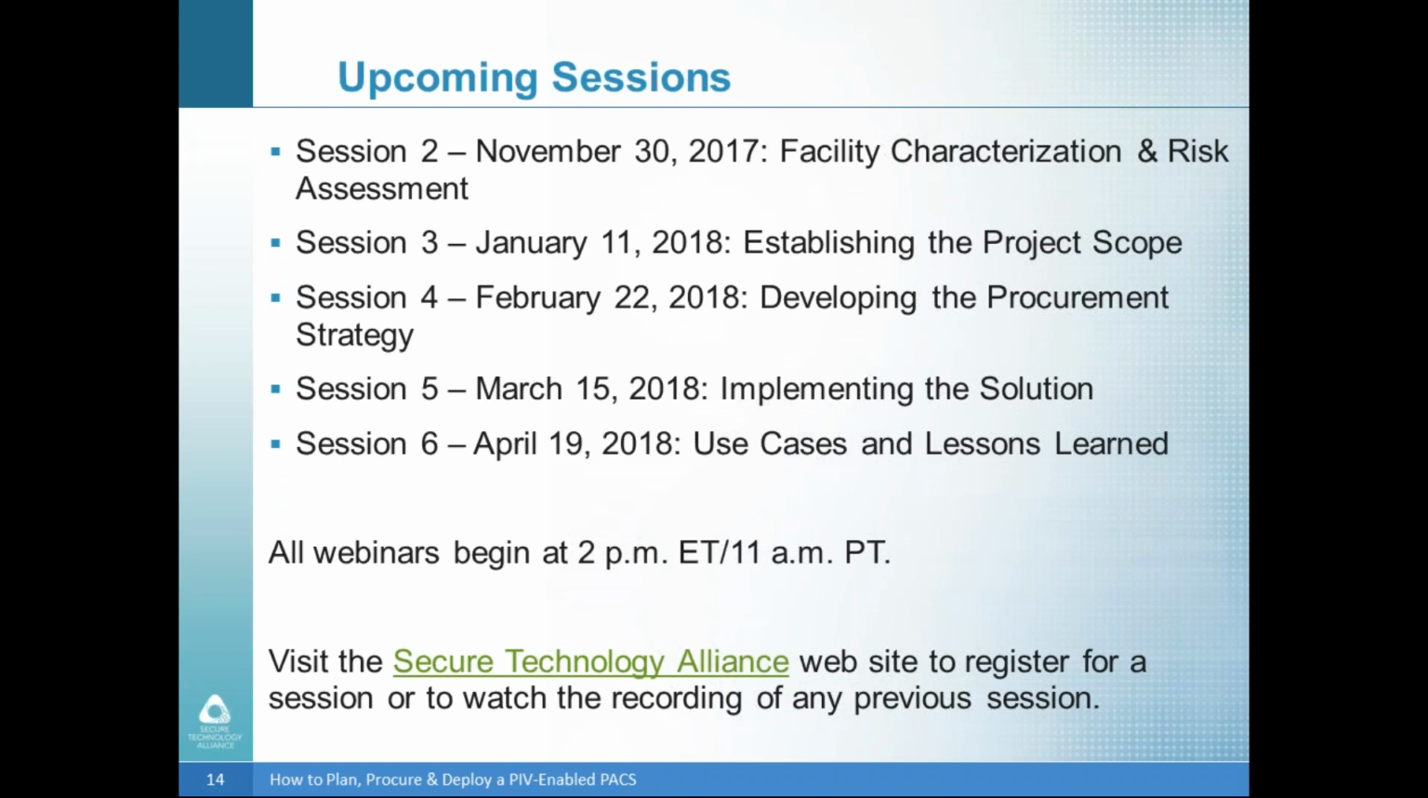So the facility characterization will take place November 30. That's the second session. Session number 3, January 11, would be establishing the project scope. We heard some of the details described by Bill here, what that entails. Session number 4, February 22nd, is developing the procurement strategy. And I think that is something that should be of interest to a large number of people on the call here today and hopefully on the future calls too.